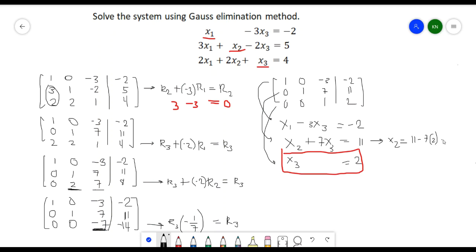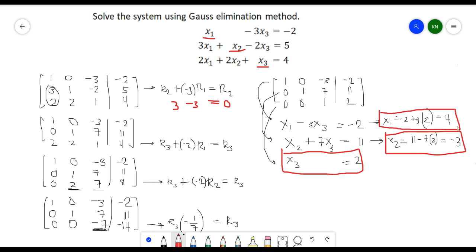So our x sub 2 is equivalent to negative 3. And for this one, in this case again, we also have x sub 1 as equivalent to negative 2 plus 3 multiplied by our x sub 3, which is 2. So that gives us positive 4. So our x sub 2 is equivalent to negative 3 and our x sub 1 is equivalent to 4.